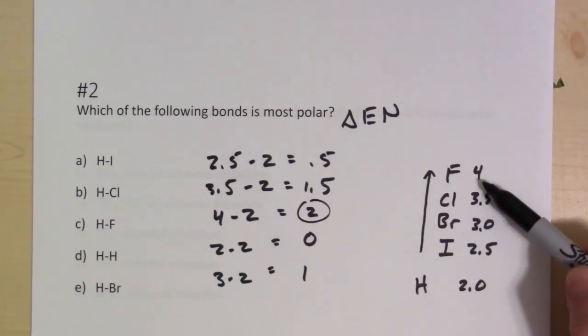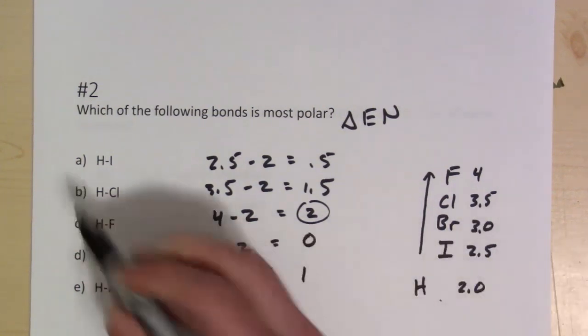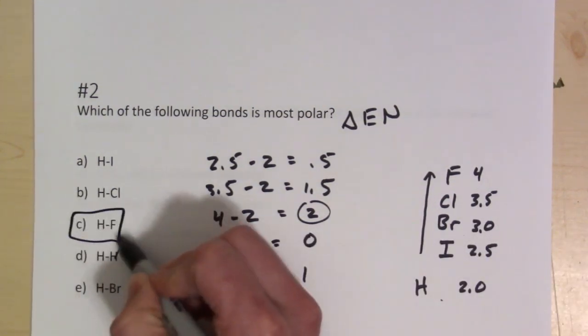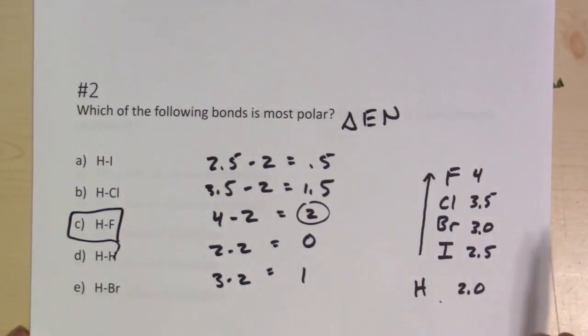That makes sense. Fluorine's the most electronegative. Hydrogen's the least electronegative of our group here. So our answer there is going to be C. HF is the most polar bond, which again is the greatest difference in electronegativity.